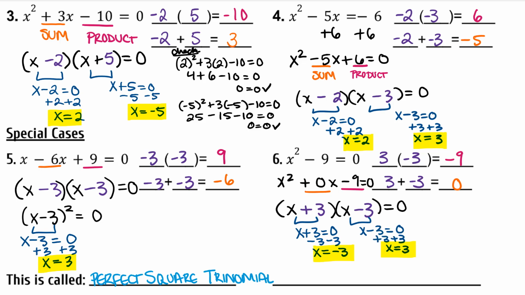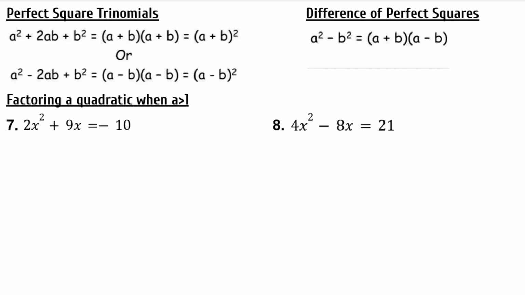This type of problem also has a special name. Right here, you have a difference because we are subtracting. X squared has something in common with 9. They are both perfect squares. This is called difference of perfect squares. X squared can be square rooted to be x, and 9 can be square rooted to be 3. Perfect square trinomials and difference of perfect squares always factor in the same form, so it can be helpful to memorize these forms for the sake of efficiency.